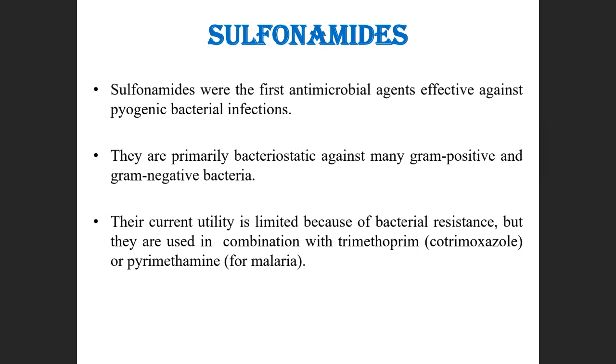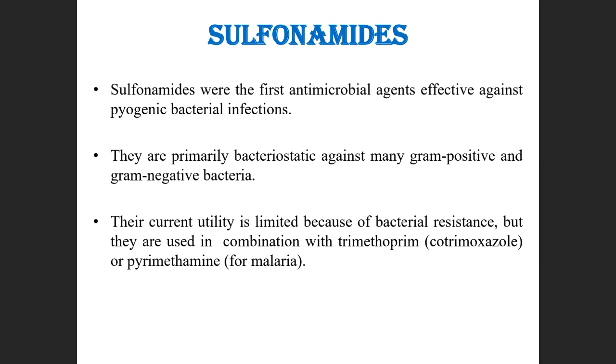So we'll see here what is the difference between gram-positive and gram-negative bacteria. When we talk about gram-positive bacteria, they have a cell wall which is thick, a peptidoglycan layer outside the cell membrane, and that is called the cell wall. Whereas in gram-negative bacteria, the cell wall is made up of peptidoglycan, which is sandwiched between the membrane and the bacterial outer membrane.